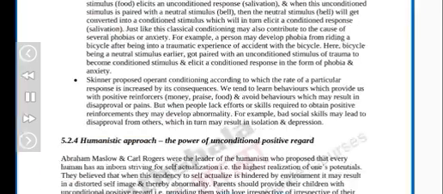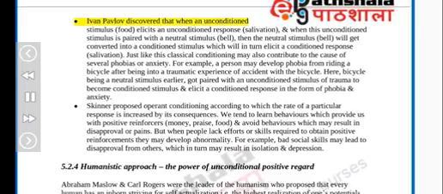Psychology paper number 15, Clinical Psychology. Ivan Pavlov discovered that when an unconditioned stimulus, food, elicits an unconditioned response, salivation, and when this unconditioned stimulus is paired with a neutral stimulus, a bell, then the neutral stimulus bell will get converted into a conditioned stimulus, which will in turn elicit a conditioned response, salivation.